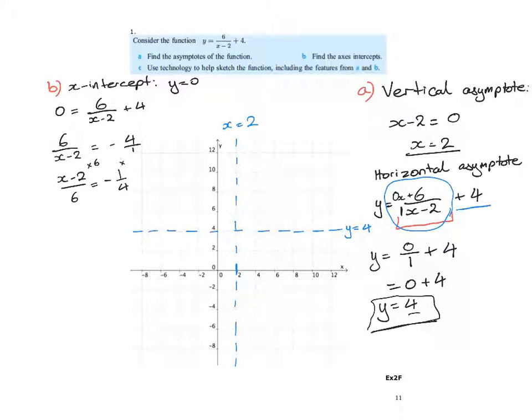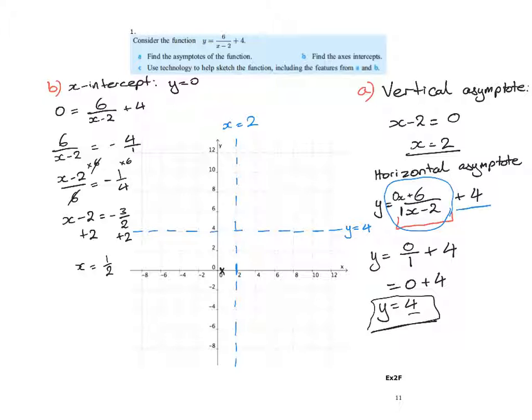Times both sides by 6, I get, cancel. I get x minus 2 is negative 6 on 4, or in other words, negative 3 on 2. Add 2 to both sides. x equals, it should be a half, I believe. So my x-intercept for my function is at a half, so it's about there.